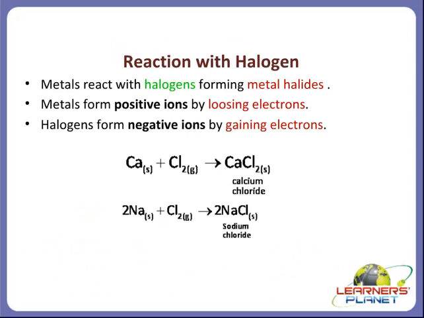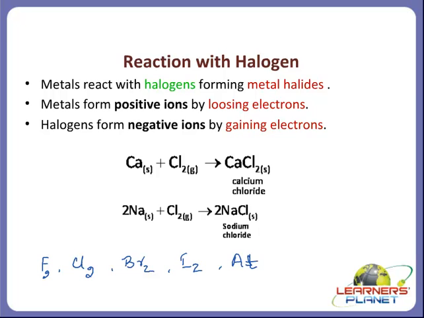Now let's move to the reaction of metals with halogens. What are the elements which are called halogens? Halogens are the elements present in the 7th group of the periodic table. These elements are fluorine, chlorine, bromine, iodine, which all exist as diatomic molecules, and the last one is astatine, which is a radioactive element.